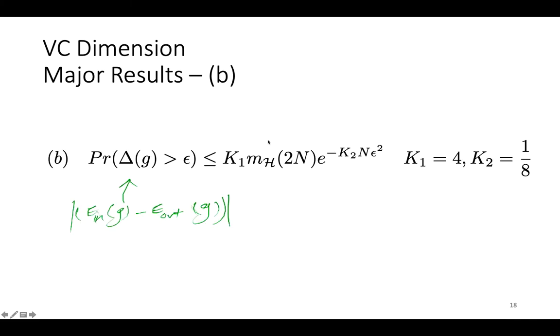The second result of the VC dimension is that using these two fixed parameters, k1 equal to 4 and k2 equal to 1 over 8, we can define a probability of the difference between your in-sample and out-of-sample error, which we call delta, being within an epsilon value, smaller than k1 times m_H of 2n, multiplied by e to the minus exponential. You recall previously the bound here was 2m e to the power of minus 2 epsilon squared n. We were just multiplying all those m's in the union bound.